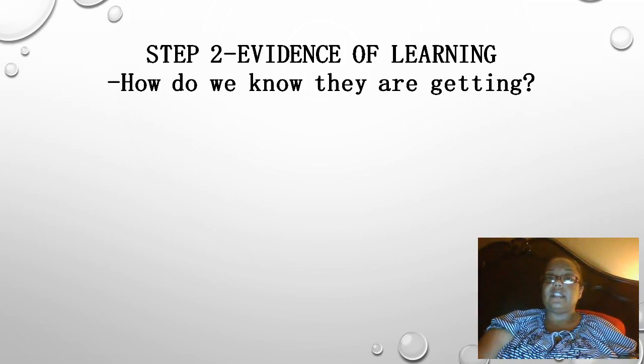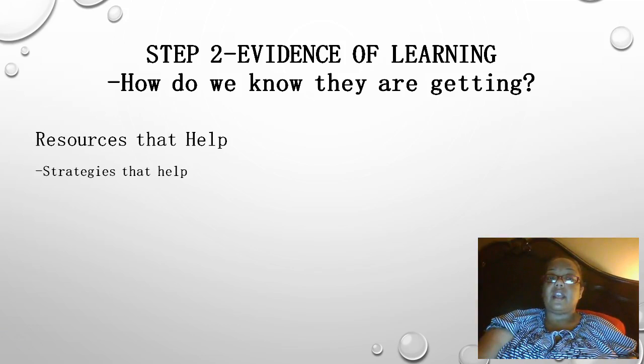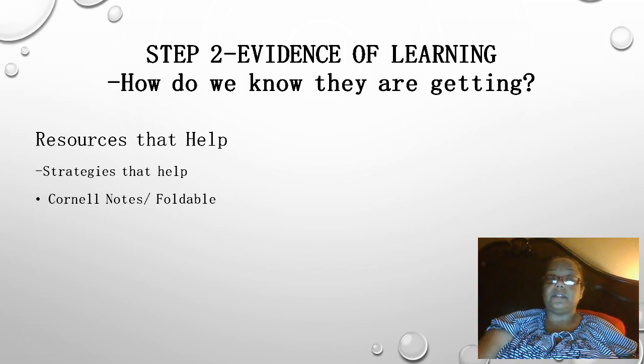Step 2, evidence of learning. How do we know that they are getting it? We're going to give them some resources to help them. Our district has set up in our curriculum different strategies, which we're going to narrow down a few of those. So to help them learn, we're going to have them make Cornell notes or foldables.